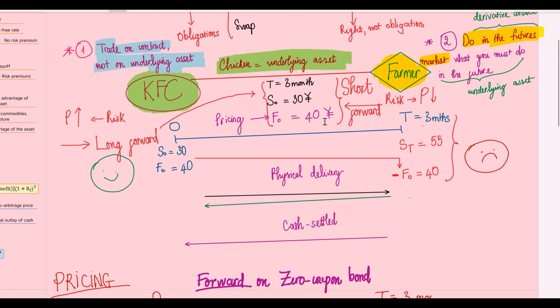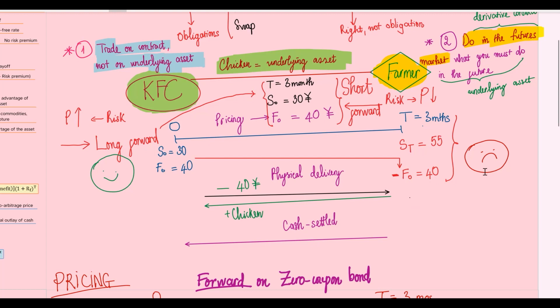So how will this forward contract be settled then? There are two ways. First is physical delivery. As you might guess, the farmer will actually deliver the chicken to KFC. In return, KFC will pay the farmer in cash, or 40 zun in this case. On the other hand, it can also be cash settled.